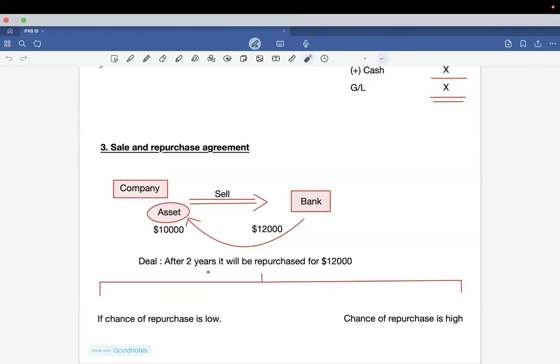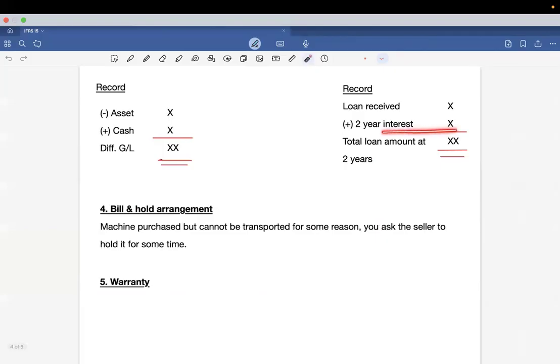You're not completely letting off the asset. You're not telling the bank you can do whatever you want with it. Instead, you're saying, I might come back. There can be options as such that are exercisable. The reason I have to pay interest is because they're holding this asset for me, which I might repurchase in the future. The bank is giving you 12,000, so the 2,000 extra would be treated as 2 years of interest. Understood?